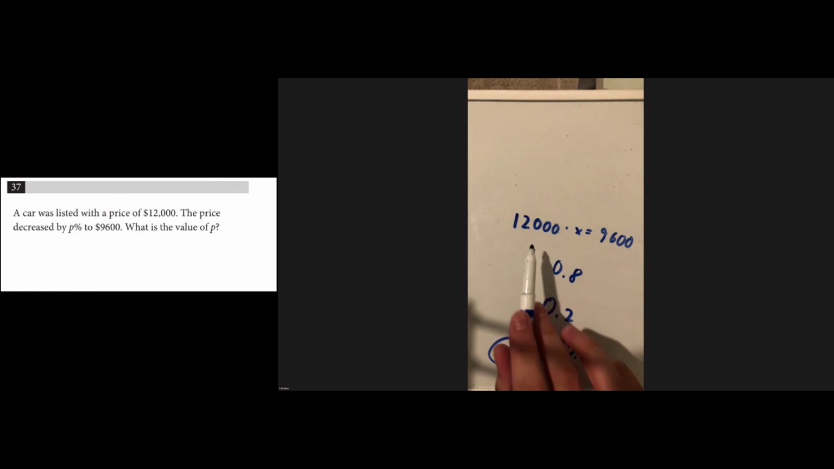Okay. Someone asked how I got 0.8. 12,000 times x equals 9,600. You just divide 9,600 by 12,000 to get x, 0.8. And then the difference between 1 and 0.8 is 0.2. Okay, question 38.